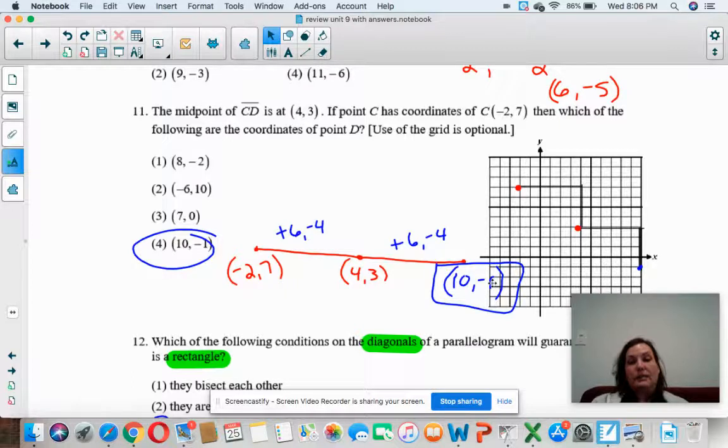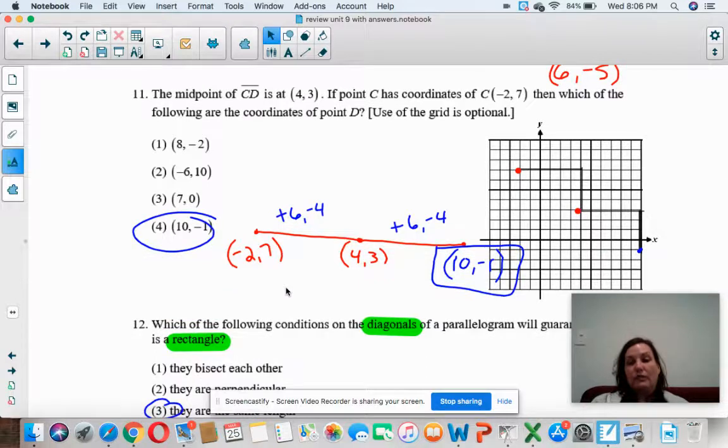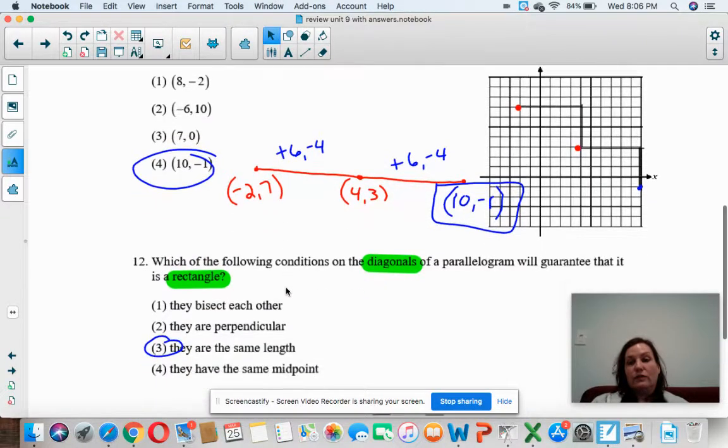So that's my answer. If I put my midpoint here, 4, 3, and I put point C here, -2, 7, you can sort of just count over. I went over 6 and down 4, and I do the same thing, over 6 and down 4, and there's my answer, 10, -1. So whatever you feel more comfortable with. If there is no graph paper, you can always use a piece of scrap graph paper. On the Regents, there'll be scrap graph paper that you can use if you prefer to do it graphically.